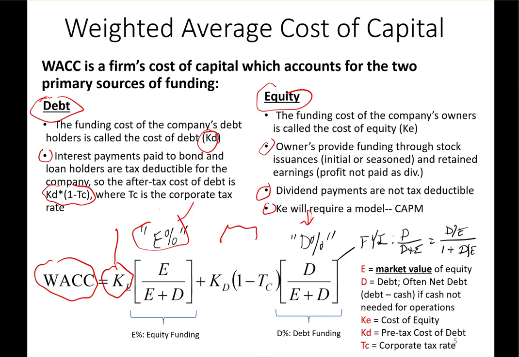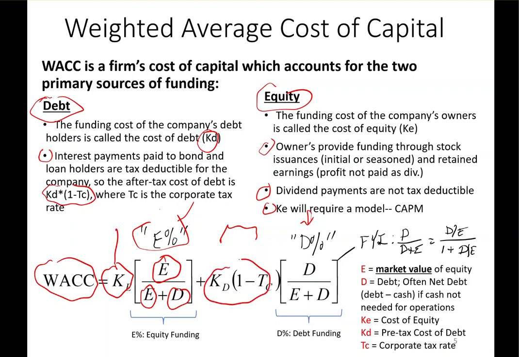The equity percent is the share of total funding provided by equity. That's the market value of equity over the market value of equity plus the value of debt. So E over E plus D is the percentage of equity financing in the firm.